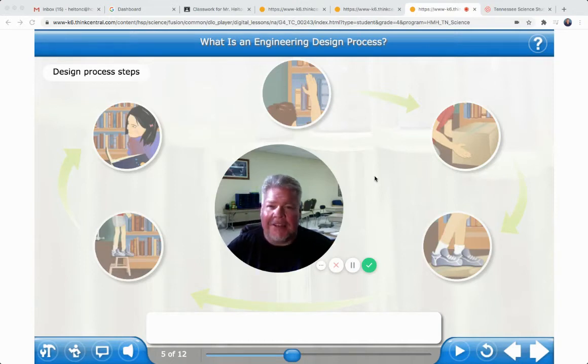Well, hello again, guys. Yesterday we looked at this question: what is an engineering design process? And so we looked through the steps that an engineer would use to design a product. Then you had your little vocabulary assignment yesterday.